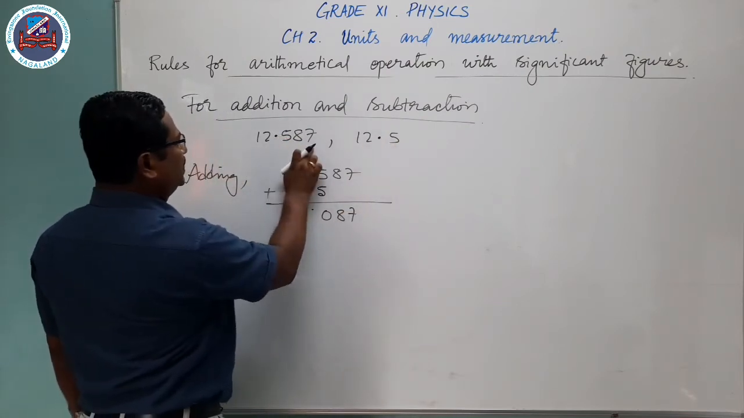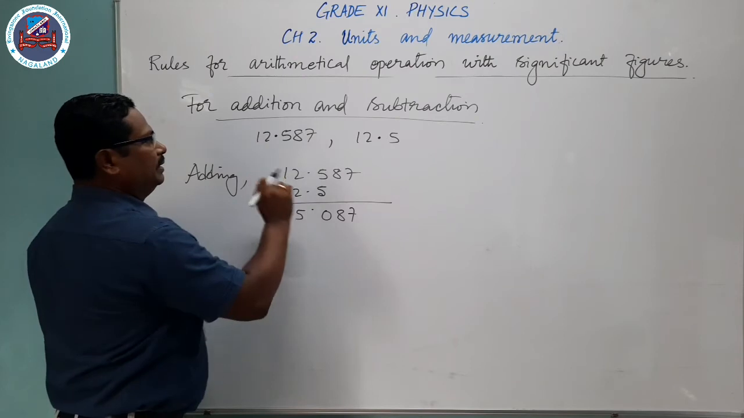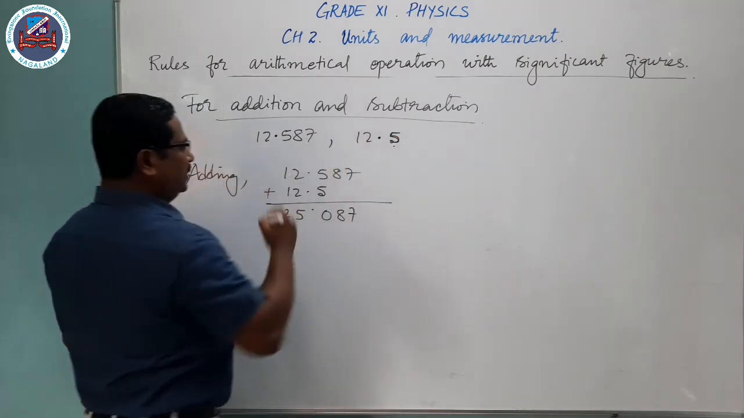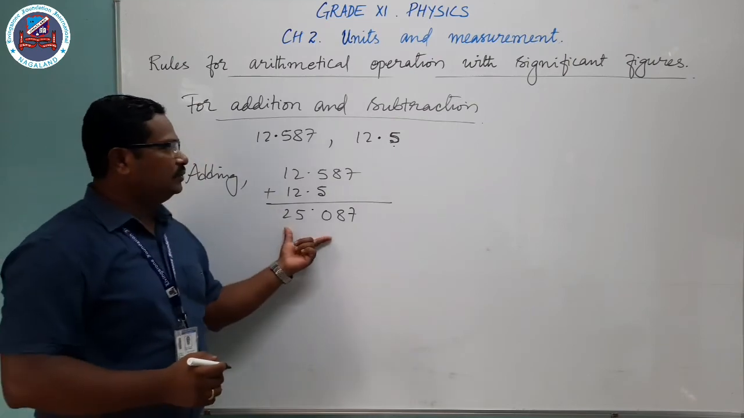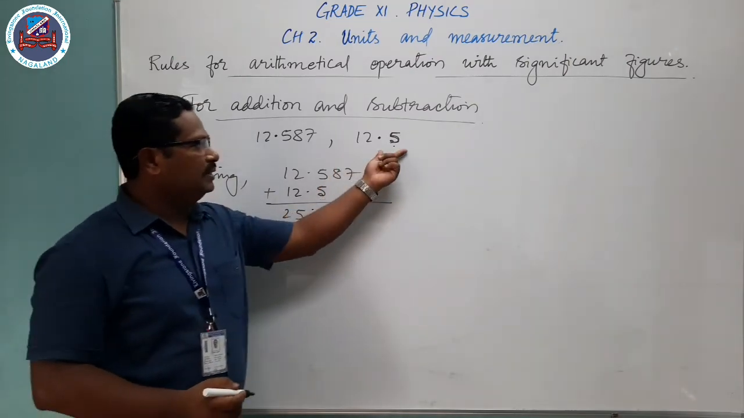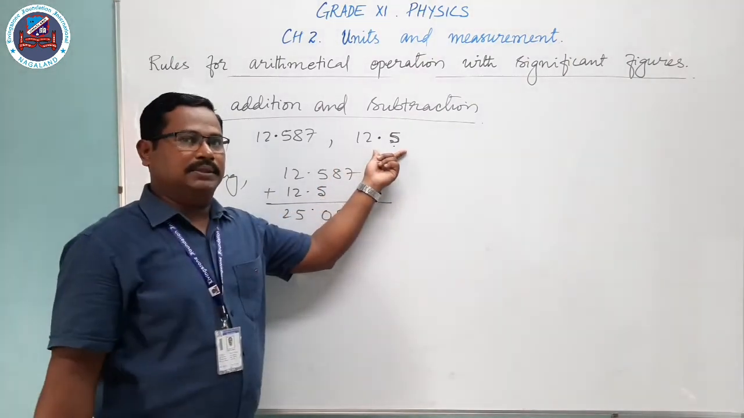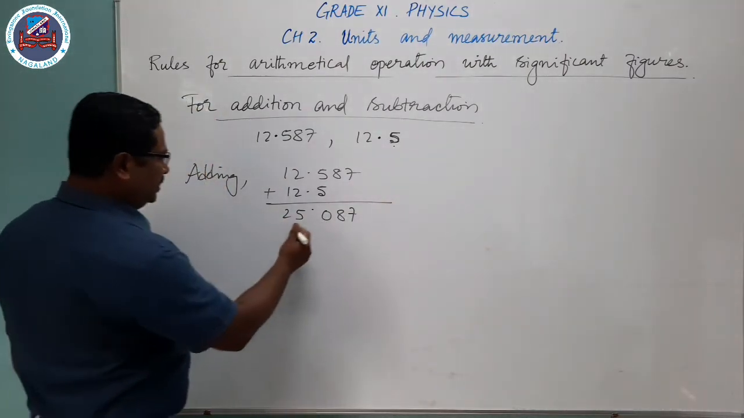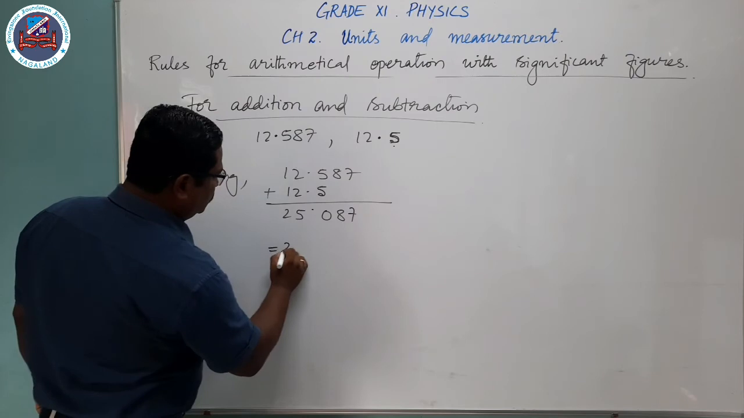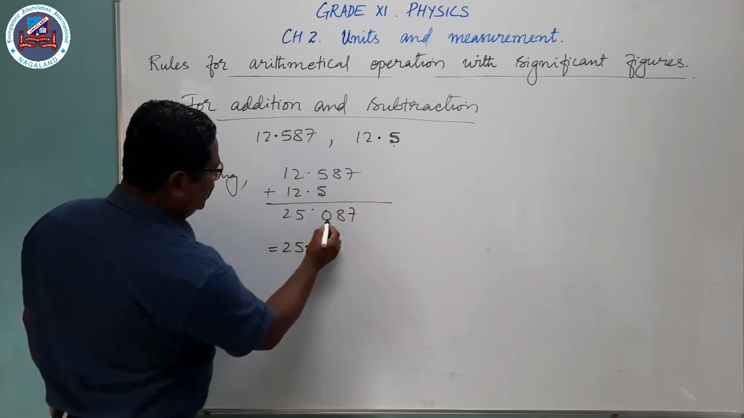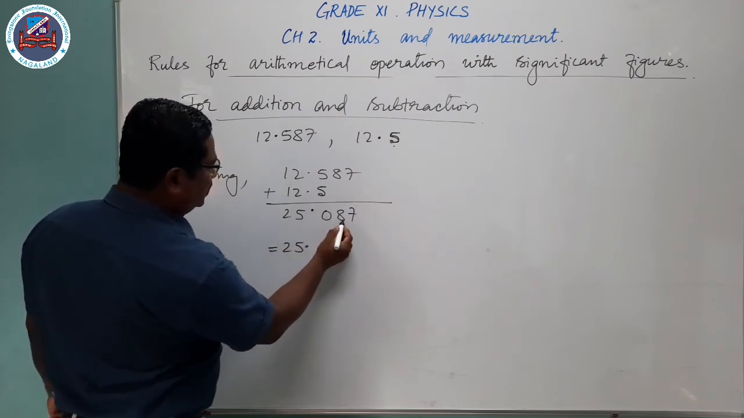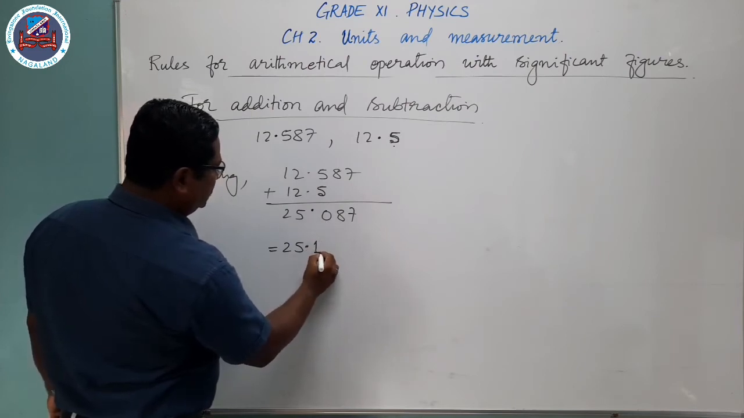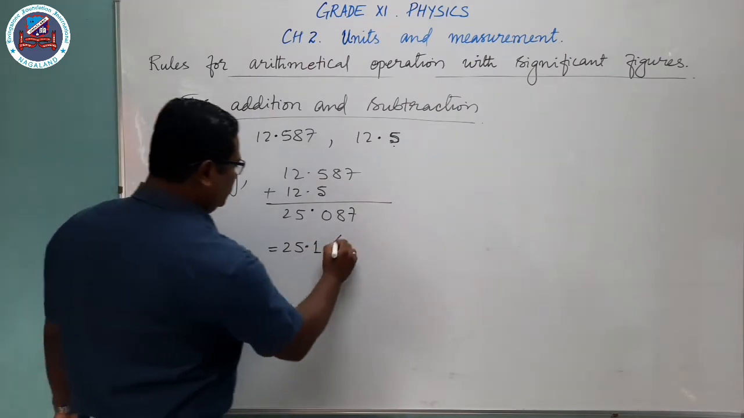In the first case you have 3 digits, and in the second case the second number has only 1 digit. So this answer you have to round off up to 1 digit after the decimal. To round off to 1 digit after the decimal, you will write this as 25.0. Only 1 digit is required after the decimal. The next digit is more than 5, so you have to add 1 here, then 0 will become 1.